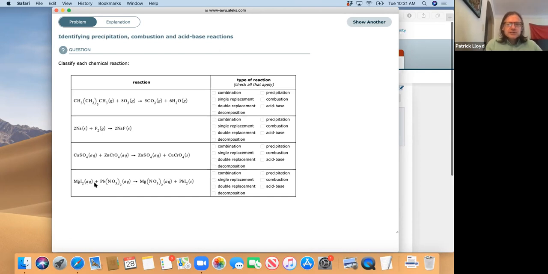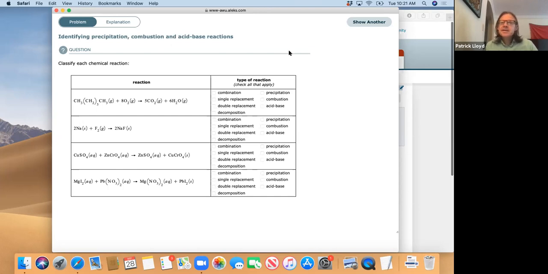The last one looks kind of similar to this one here, now that I think about it, right? You've got two parts here, it's aqueous, two parts here, it's aqueous, two parts here, it's aqueous, two parts here, solid, right? So there you go. There's your precipitation reaction again. And again, if something is a precipitation reaction, it is also a double replacement. So that one's got two parts.